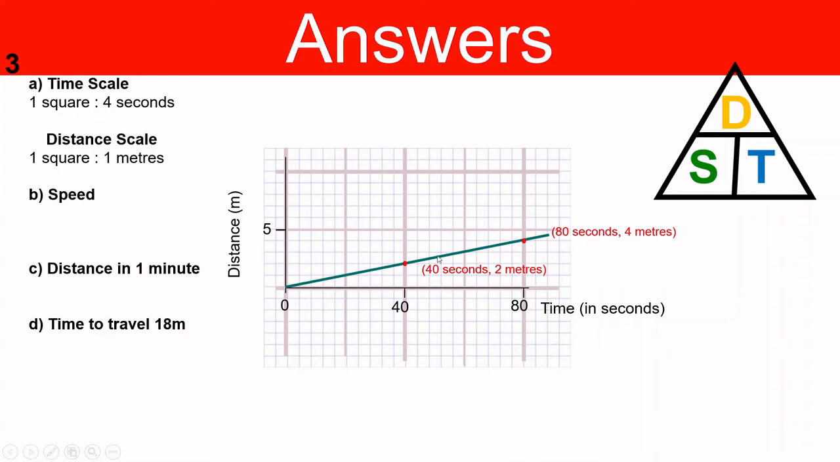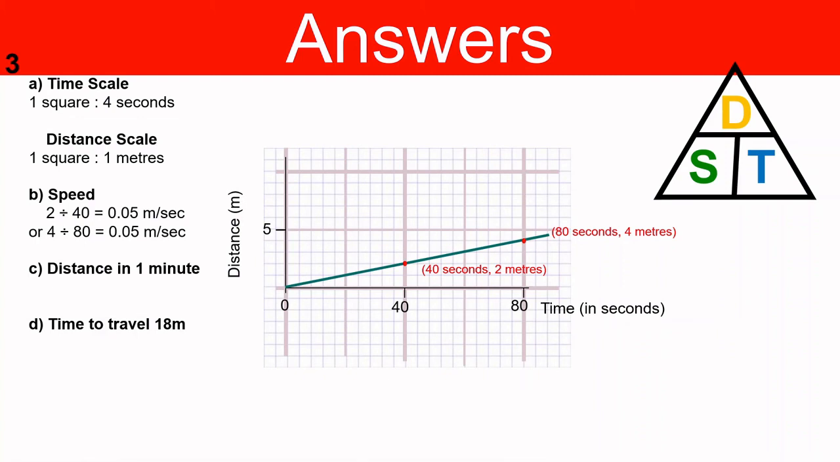That's 40 seconds for 2 meters or 80 seconds for 4 meters. Speed is distance divided by time, so I can either do 2 divided by 40 or I could do 4 divided by 80. In both cases, that gives me a speed of 0.05 meters per second.